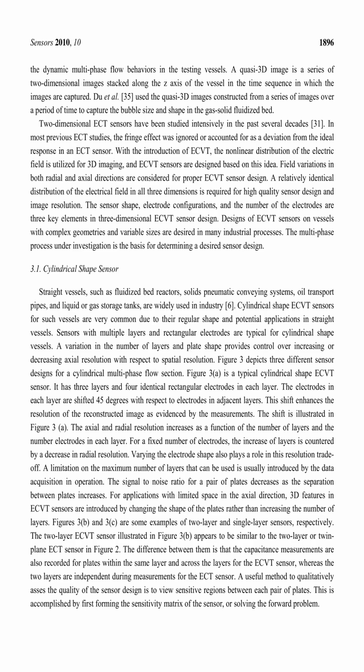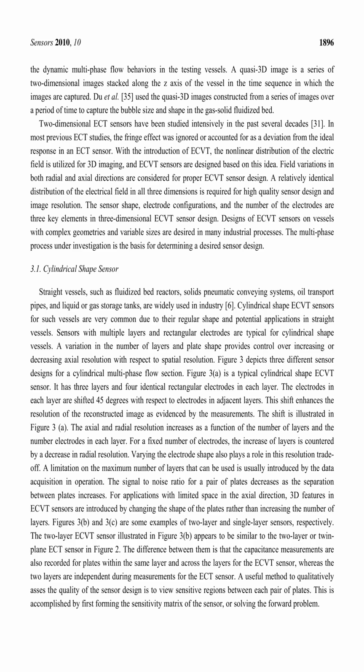The axial and radial resolution increases as a function of the number of layers and the number of electrodes in each layer. For a fixed number of electrodes, the increase of layers is counteracted by a decrease in radial resolution. Varying the electrode shape also plays a role in this resolution trade-off. A limitation on the maximum number of layers that can be used is usually introduced by the data acquisition and operation. The signal-to-noise ratio for a pair of plates decreases as the separation between plates increases. For applications with limited space in the axial direction, 3D features of ECVT sensors are introduced by changing the shape of the plates rather than increasing the number of layers.